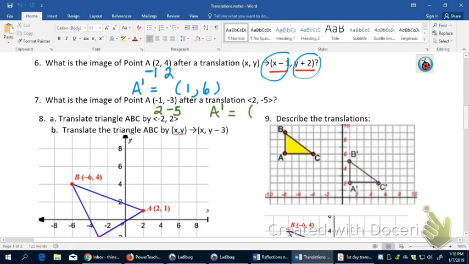So A prime would be, so what's negative 1 plus 2? 1. Negative 3 minus 5, negative 8. Okay, any questions?